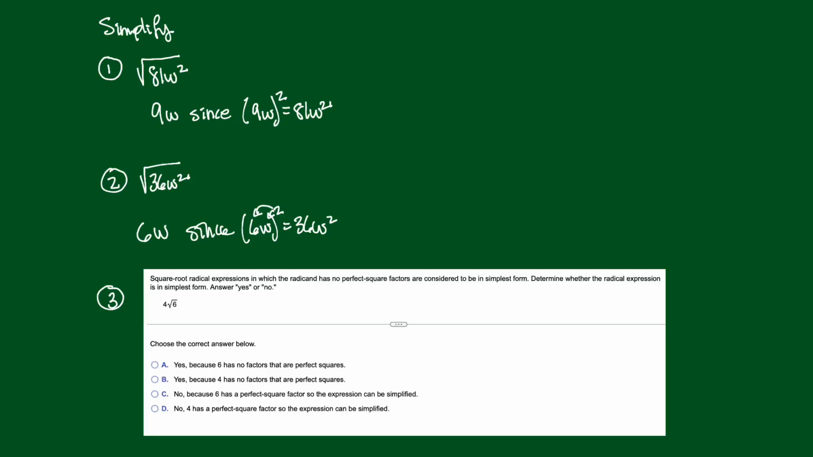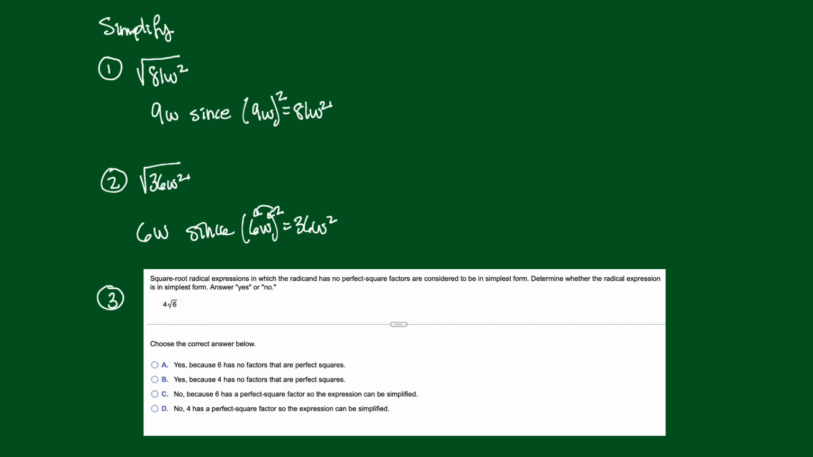Number 3 tells us that square root radical expressions in which the radicand, the number under the radical, has no perfect square factors are considered to be in simplest form. So if you look at a radical and there's no perfect squares under there, if you can't take the square root of one of those numbers, it's in simplest form. So determine whether this expression here is in simplest form. Just answer yes or no.